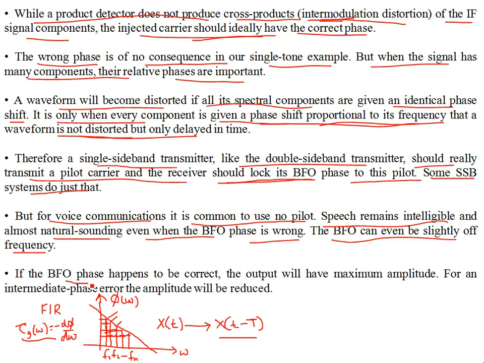So if the BFO phase happens to be correct, the output will have the maximum amplitude. For an intermediate phase error, the amplitude will be reduced somewhat. Right. So we need a small pilot carrier at the receiver with correct phase information, so that the BFO can lock to the phase of the pilot, and it can produce a zero phase distorted, maximum amplitude signal at the speaker output.